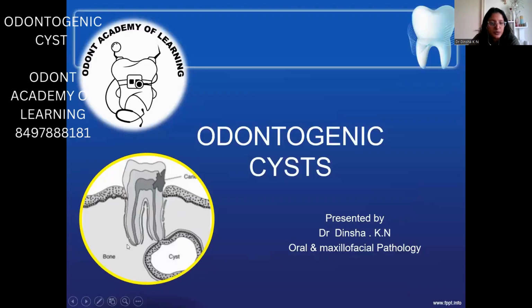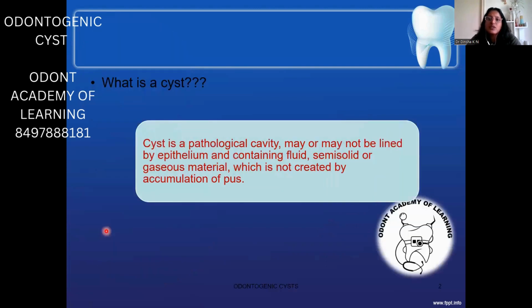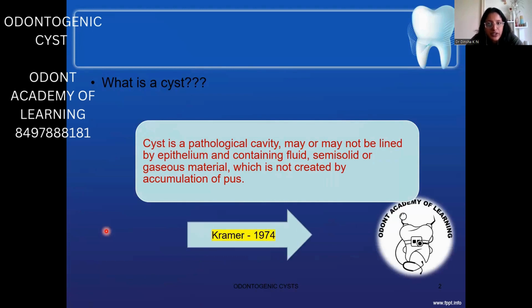I hope the screen is visible to you all. So let's learn about what is an odontogenic cyst and what are the lesions coming under that. So basically, what is a cyst? The cyst means any kind of pathological cavity. It may or may not be lined by an epithelium and usually contains a fluid or a semi-fluid or a gaseous material, and is usually not created by accumulation of pus. This definition was given by Kramer in the year 1974.